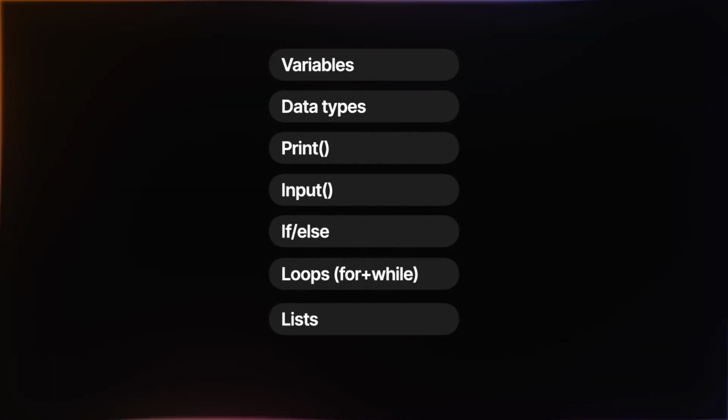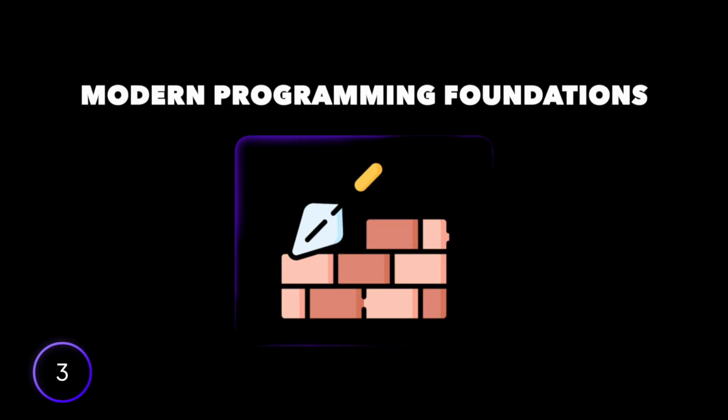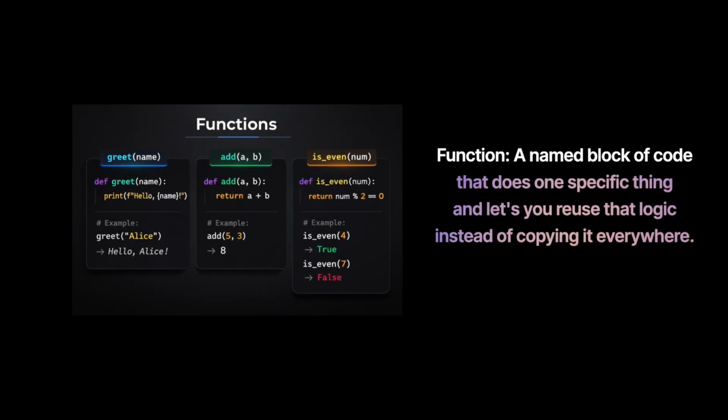And now you might be wondering what to do next. The answer involves learning the foundations of modern programming. This starts with functions. A function is a named block of code that does one specific thing and lets you reuse that logic instead of copying it everywhere.